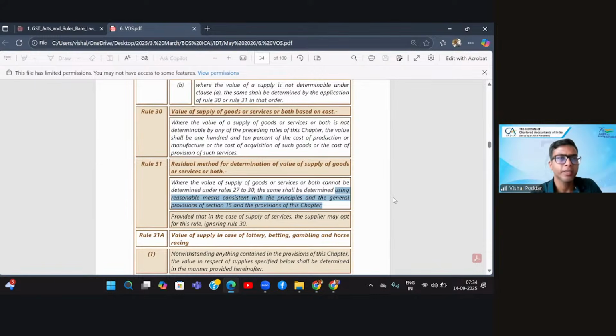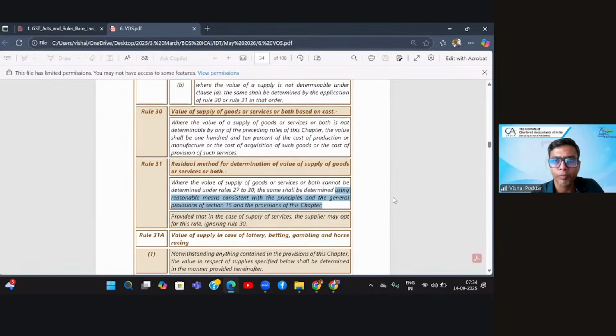Now, practically, this rule is not applied anywhere. Why? Because there is no methodology given, there is no calculation given, there is no mechanism given as to what should be added, what should be included, etc. But still this rule is required. Why? Because if there comes a case where it is highly impossible to determine the value by any of the rules, then at least the law should provide a value, because if the law does not provide a value, the law itself fails.